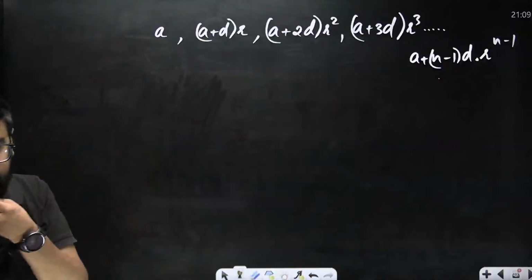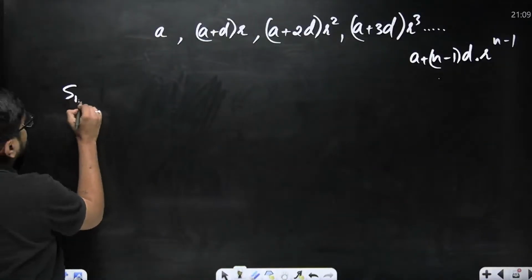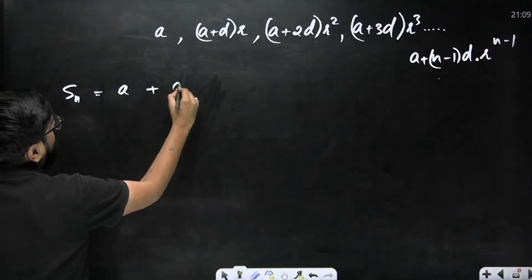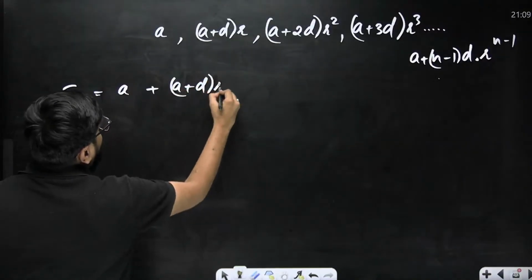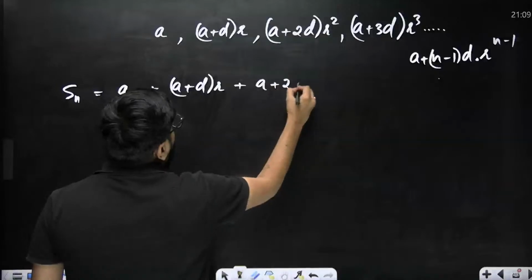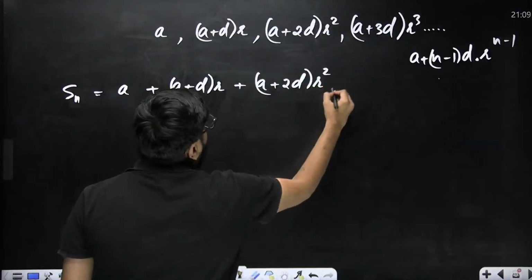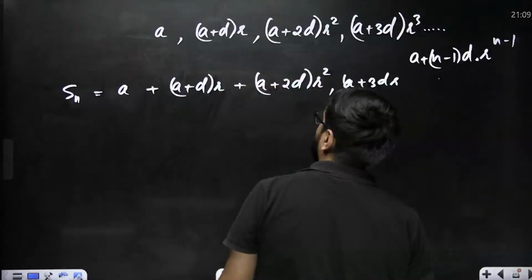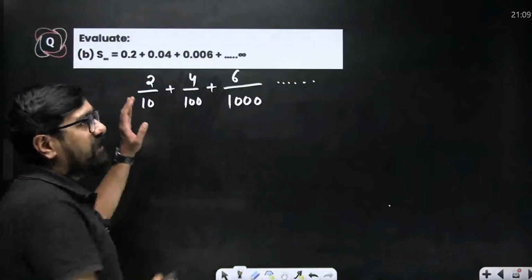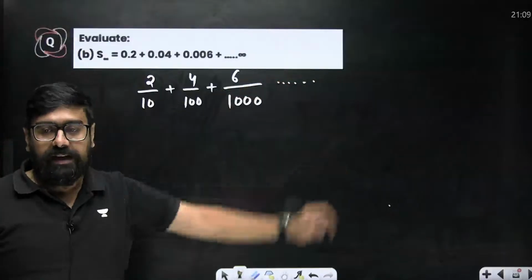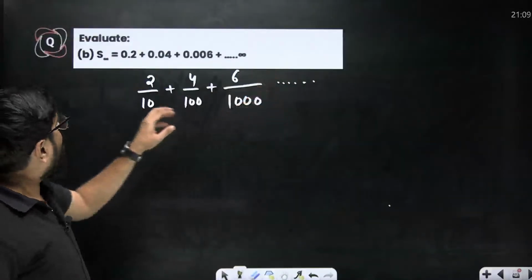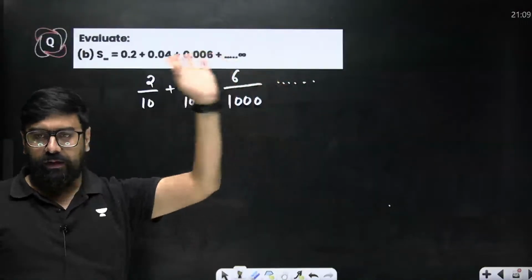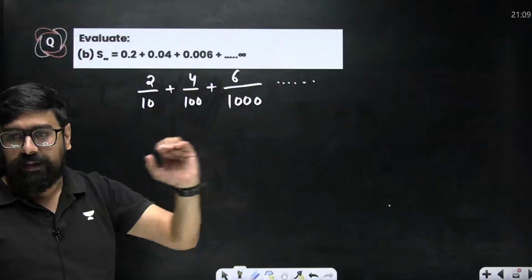Now let's see how we will deal with it. Suppose the sum of n terms is a plus a plus d into r, plus a plus 2d into r square, plus a plus 3d into r cube. Let's do it with a question only, this question. Now this is AP and GP both. 2, 4, 6, 8, 10 is making an AP, and 1 by 10, 1 by 100, 1 by 1000 is making a GP.